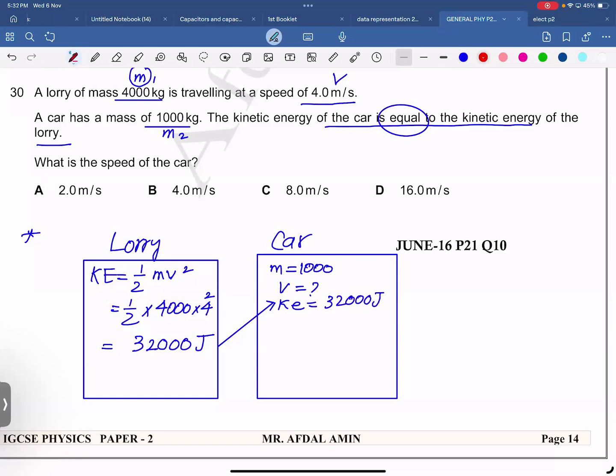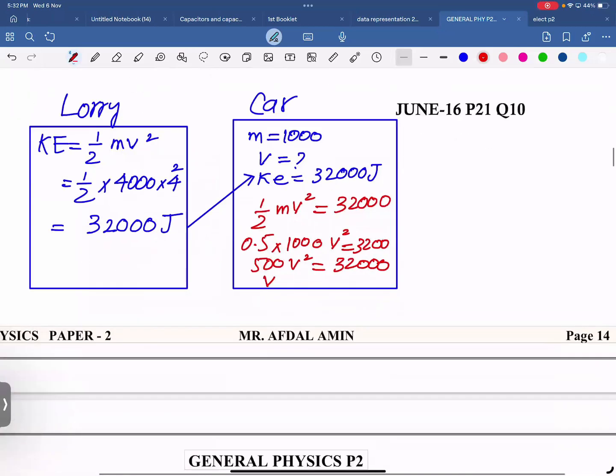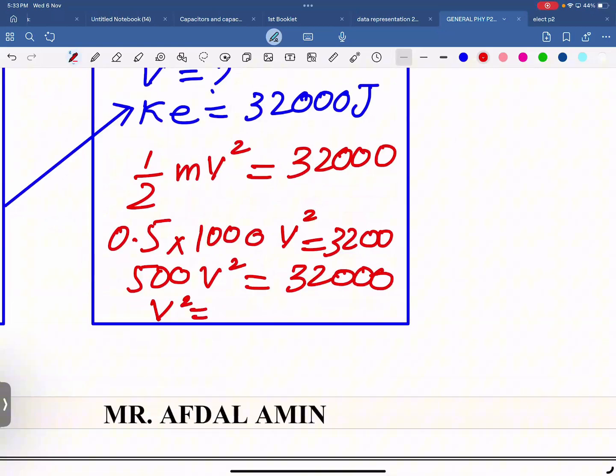Now what will you do? Apply the formula. Half mv square will be 32,000. Half means 0.5. Mass is 1,000. V square is 32,000. So 500 V square equals 32,000. You divide by 500, so V square will be, divide by 5, 64, then take square root of 64, speed will be 8 meters per second.